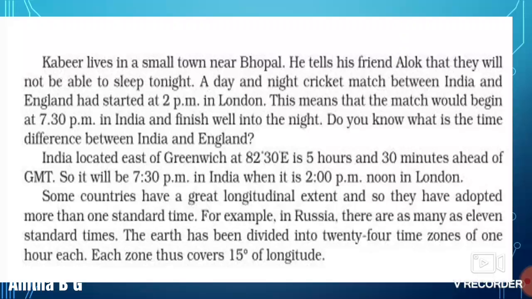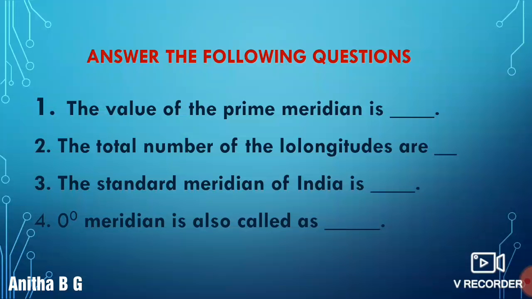Some countries have a great longitudinal extent and so they have adopted more than one standard time. For example, in Russia there are as many as 11 standard times. The earth has been divided into 24 time zones of 1 hour each. Each zone thus covers 15 degrees of longitude. These are the lessons about longitudes. I hope you all got this lesson.